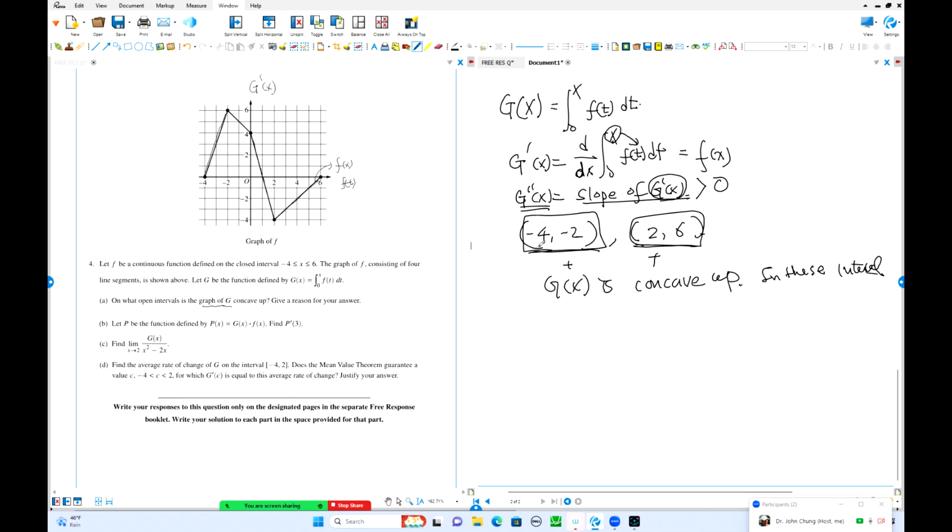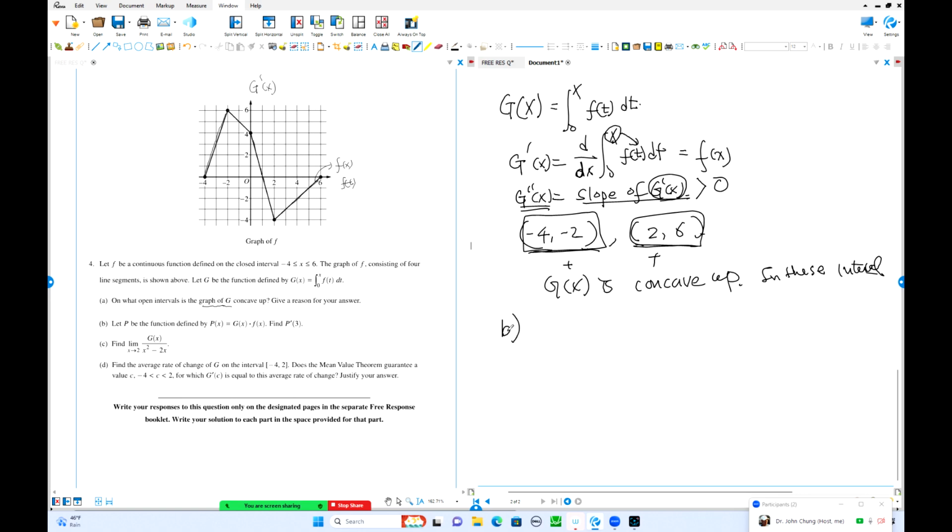Number A is okay, right? But you have to take the derivative. You don't have to take the second derivative. Only use the first derivative, because each slope is a second derivative. So we can check whether the slope is positive or negative. Slope is positive, the graph is concave up. Slope is negative, the graph is concave down, okay?